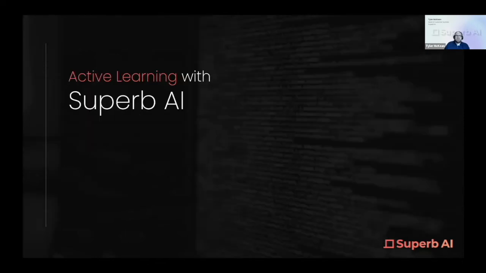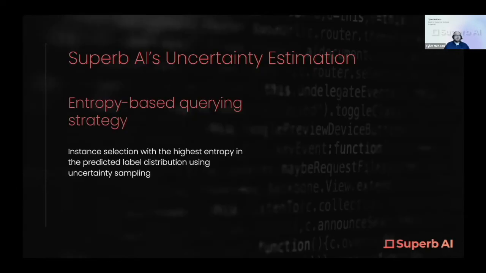So now that we have covered a handful of active learning strategies, I'd like to dive into how active learning works on the Superb AI platform. Superb AI's core active learning technology is what we refer to as uncertainty estimation. Uncertainty estimation is an entropy-based querying strategy that selects instances within the training set based on the highest entropy levels in their predicted label distribution using our underlying uncertainty sampling.